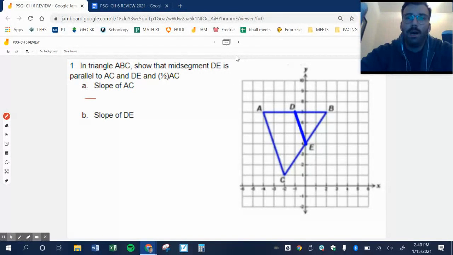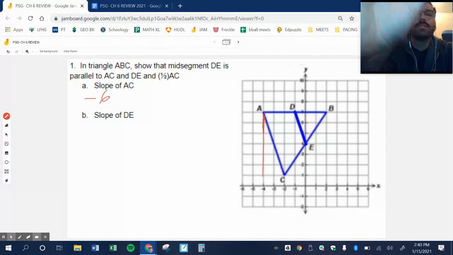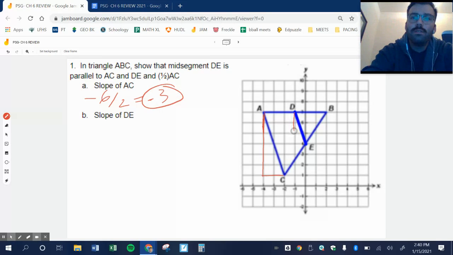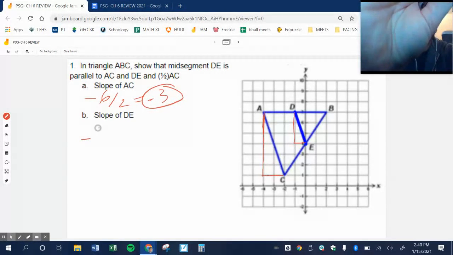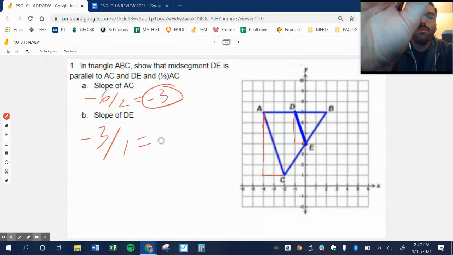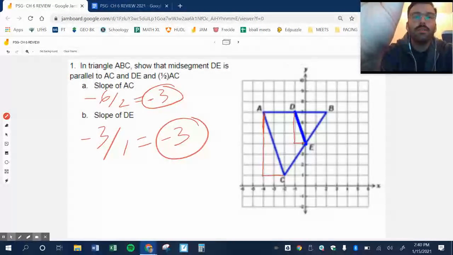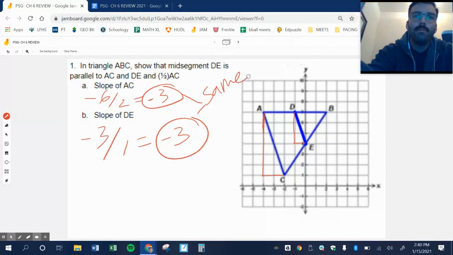All right. I go down 1, 2, 3, 4, 5, 6. So negative 6, and then over 2. Negative 6 over 2, negative 3. Down 1, 2, 3 over 1. So negative 3 over 1, which is just negative 3. Same slope means they're parallel.